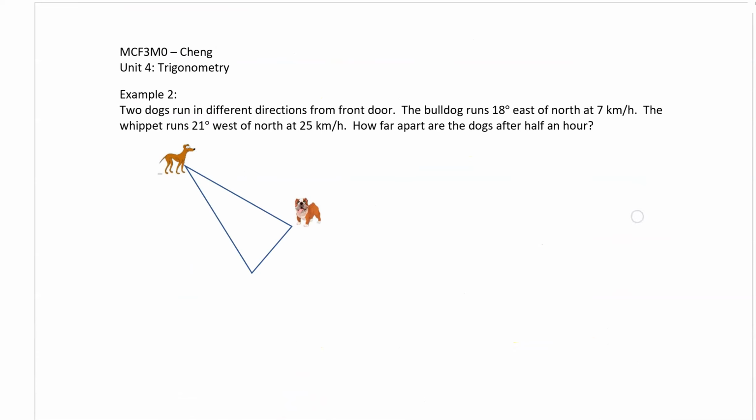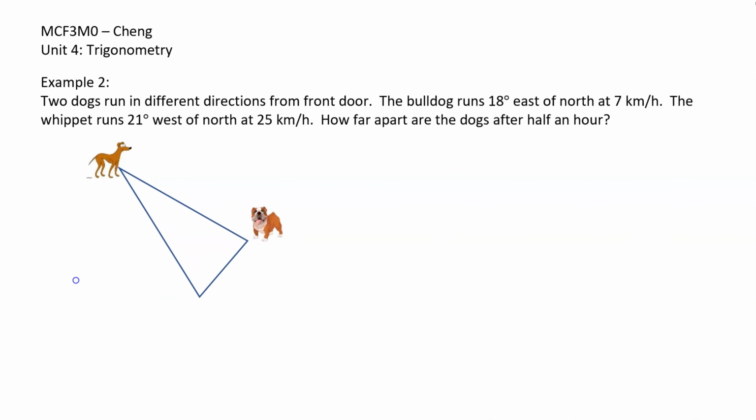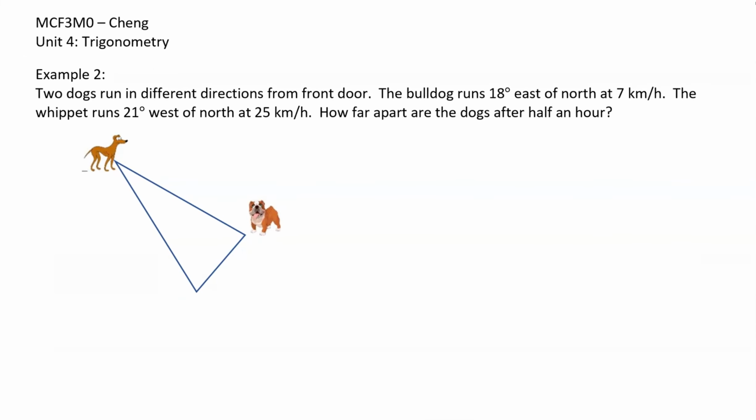And let's talk about some word problems. So I've got a couple here, or three of them I want to do with you guys. The first one here is example 2, right? You got two dogs. They run in different directions from the front door. The bulldog runs 18 degrees east of north at 7 kilometers per hour, and the whippet runs 21 degrees west of north at 25 kilometers per hour. How far apart are the dogs after half an hour?